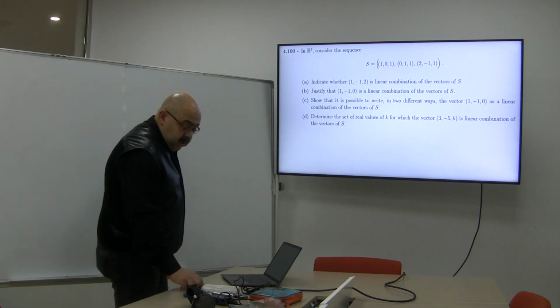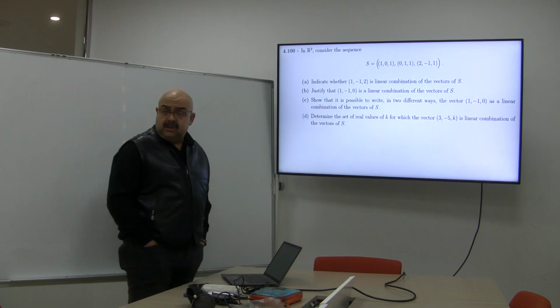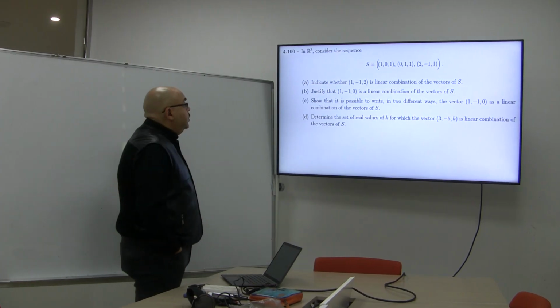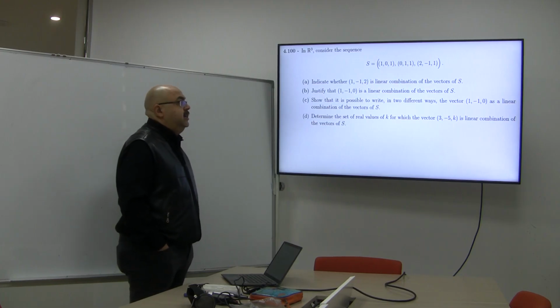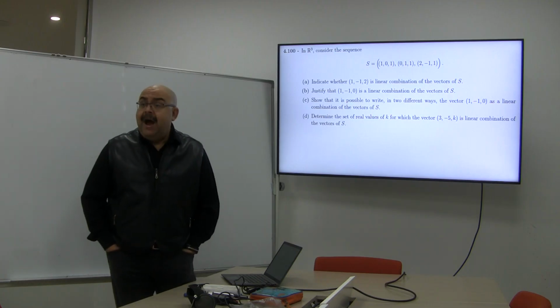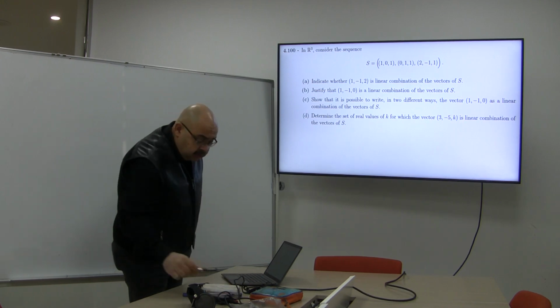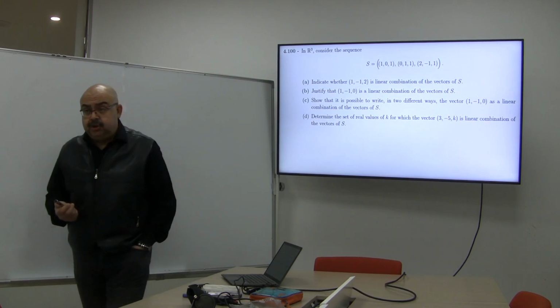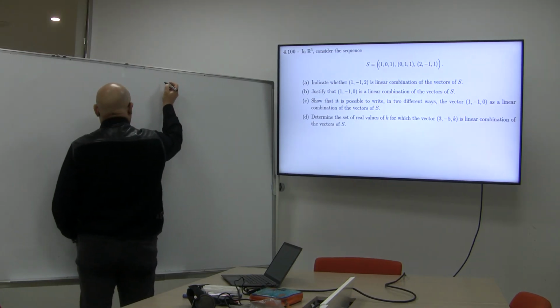In this problem, he's telling you that in R3, consider the sequence of vectors as given. Indicate whether the vector (1, -1, 2) is a linear combination of the vectors of this sequence. How to check that? It's really very simple. If you remember, to check if you have a linear combination, I just have to check this equation, which will develop a system of equations.